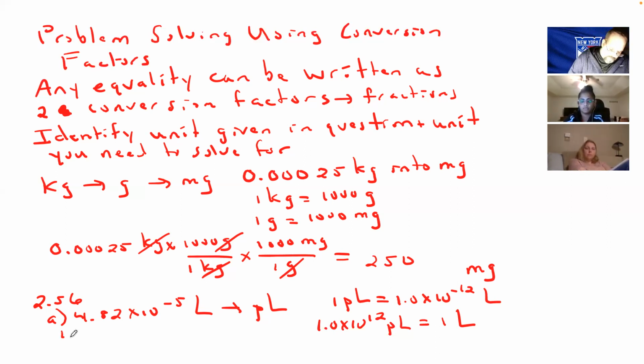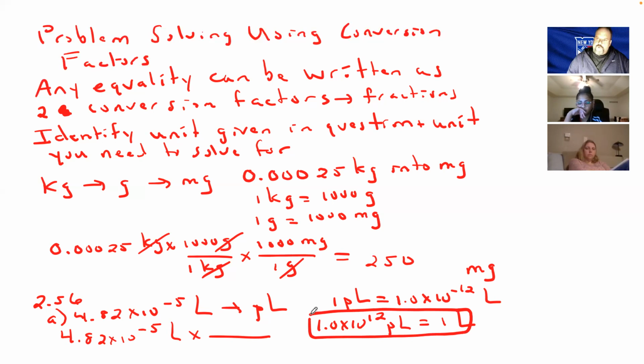So then what I would do is I would say, okay, 4.82 times 10 to the minus 5th liters. Now let's say I'm going to use this equality right here. So what's going to go in the numerator? What's going to go in the denominator of the conversion factor? We want the liters to cancel. So I would do 1.0 times 10 to the 12th picoliters over 1 liter. Because when I multiply, what do I want to have happen to the liter? I want to have the liter cancel.